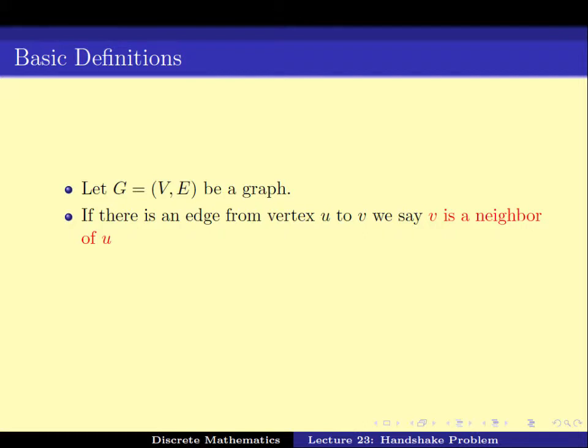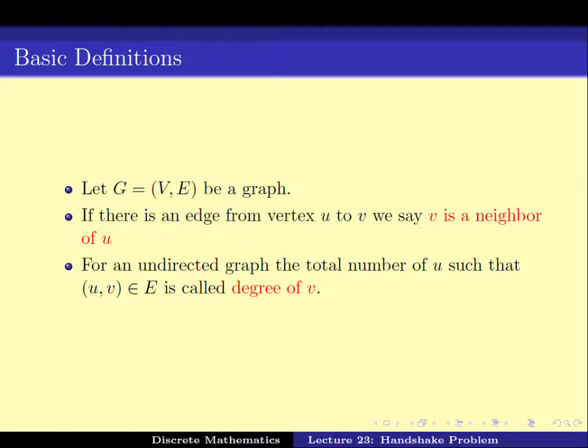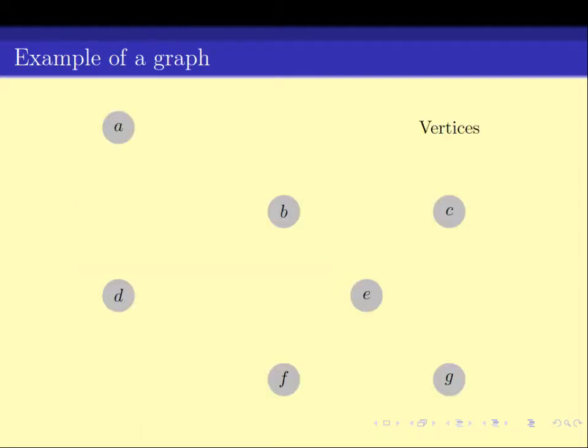If there is an edge from u to v, we say that v is a neighbor of u. And in an undirected graph, the number of neighbors of v is called the degree of v. So this is the number of edges that go out of v or come into v. Since it is undirected, they are the same. So these are the basic definitions that we have.